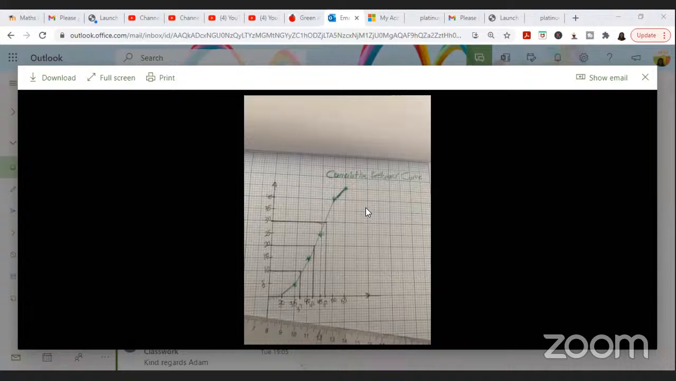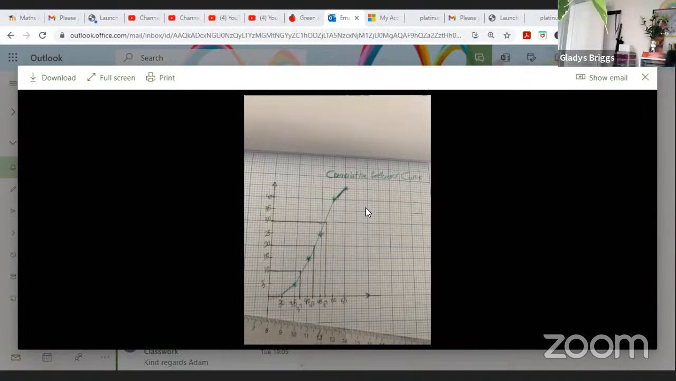Let me check my email. Okay, I think Ahad's one is here. So I'm going to share screen. So Ahad, this is yours. Let me see yours now. Let's see what yours looks like.